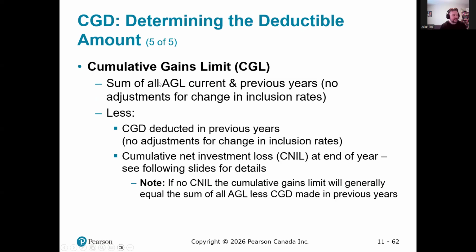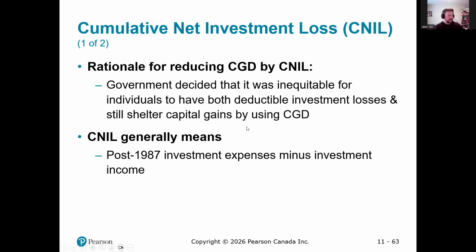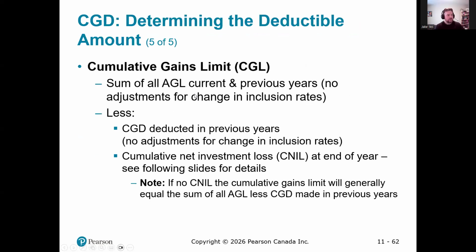The cumulative gains limit adds up all of my annual, current, and previous years, less capital gains deduction used in previous years. It also applies the cumulative net investment loss. Sorry, maybe I'll summarize this slide first. So the cumulative gains limit adds up all of the allowable gains limit I had in the past and then subtracts from it how much capital gains deduction I did use. I was allowed to use 800,000 of gain. I've already used 600,000. I can only use the difference, the remaining 200,000, right?